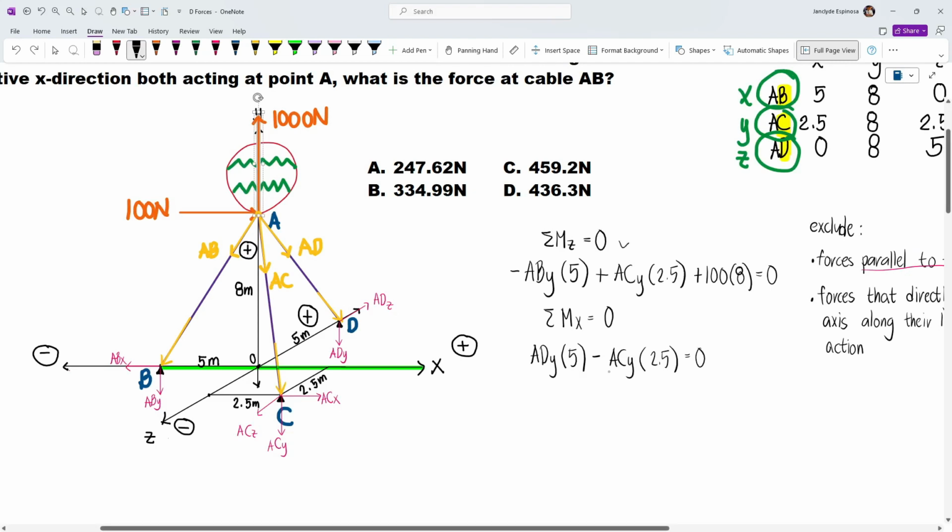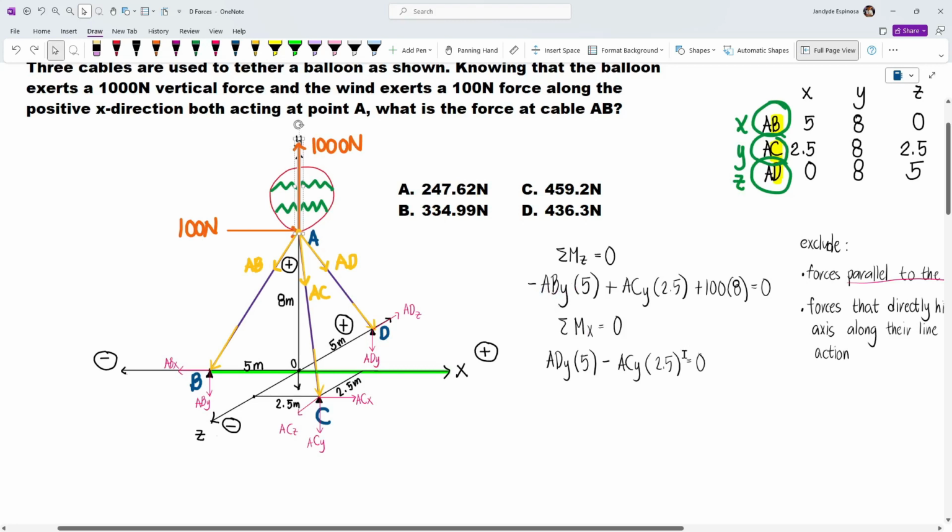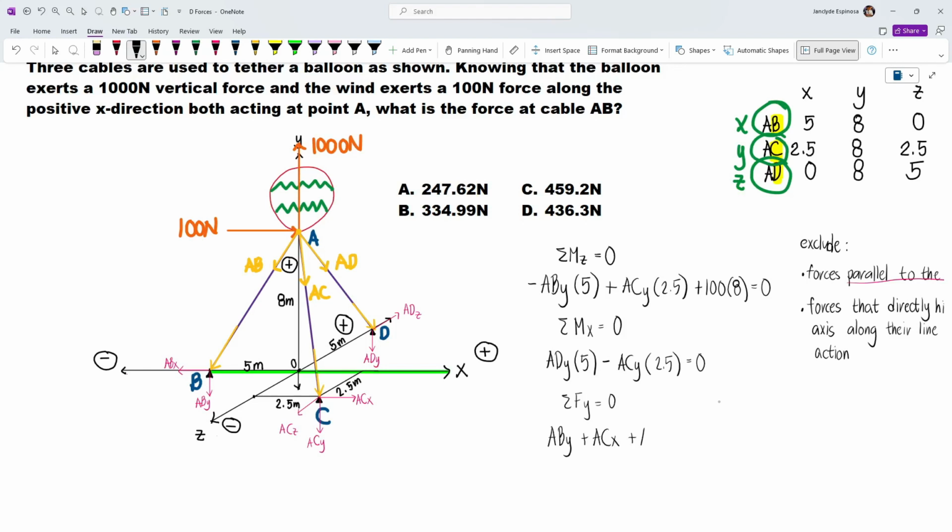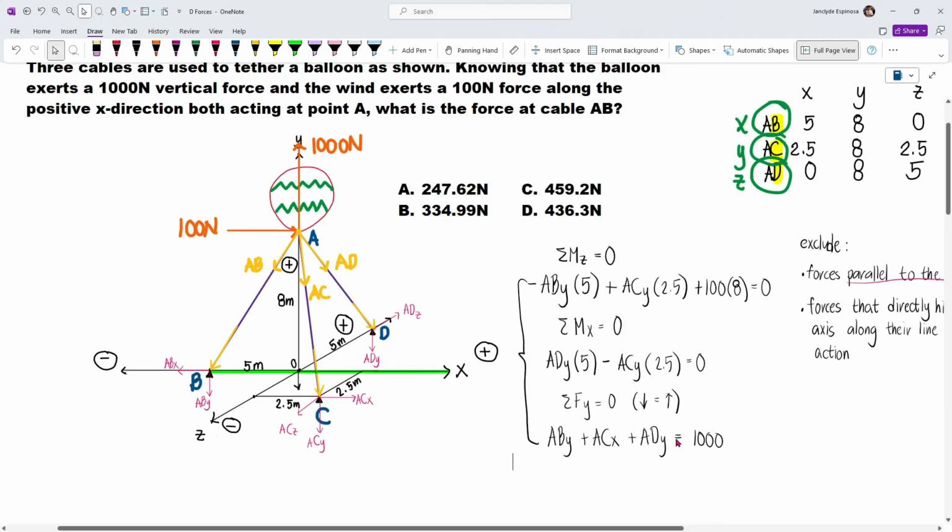And so we now have two equations with two unknowns, and we can now solve ABY as well as ACY. But to make this more holistic, we can add another equation, which is the summation of forces along y. Summing forces along y, we have the forces acting downward equal to the forces acting upward. This will be ABY plus ACX plus ADY, which is going to equal 1000 newtons. Again, we are equating downward forces to the upward forces. And so with these three equations, we can now solve ABY, ACX, and ADY.